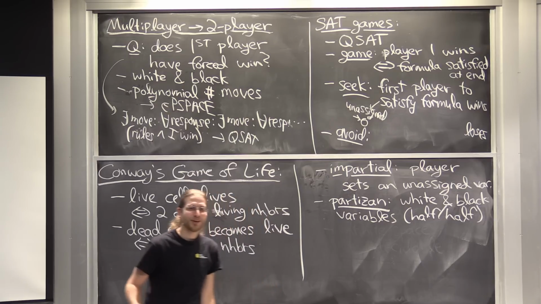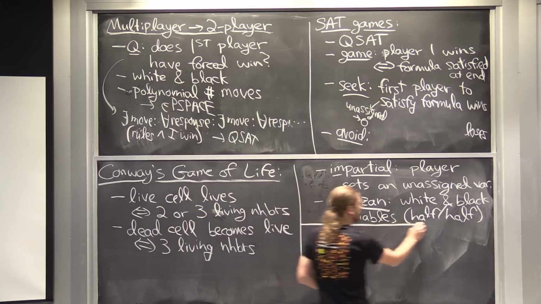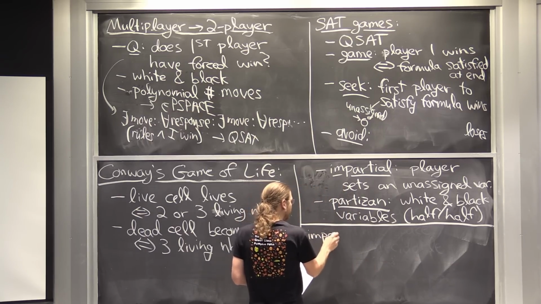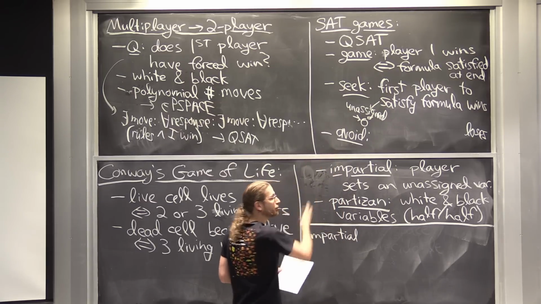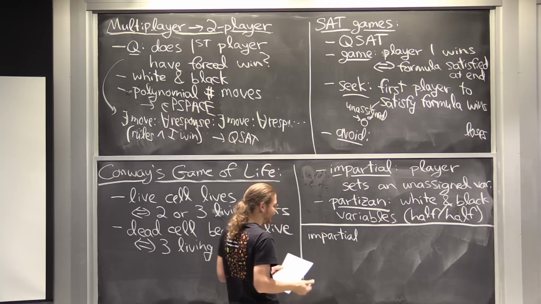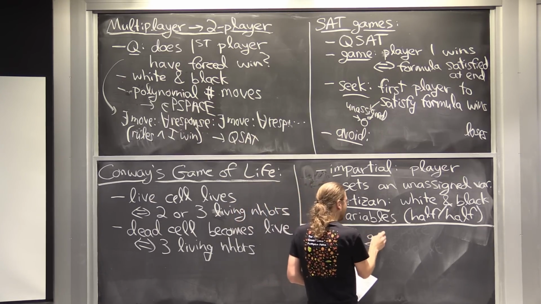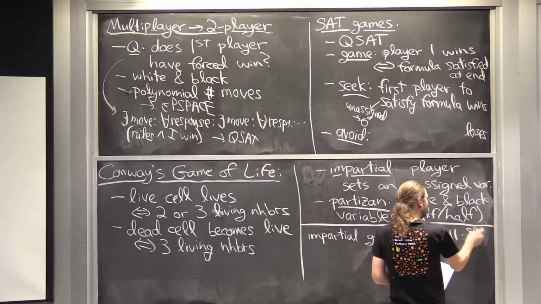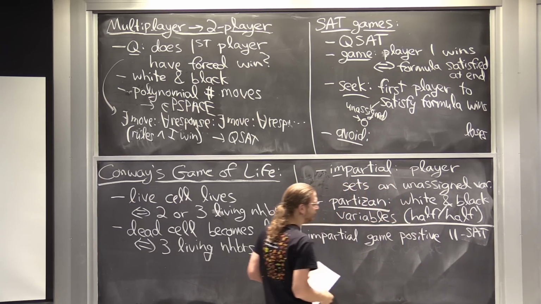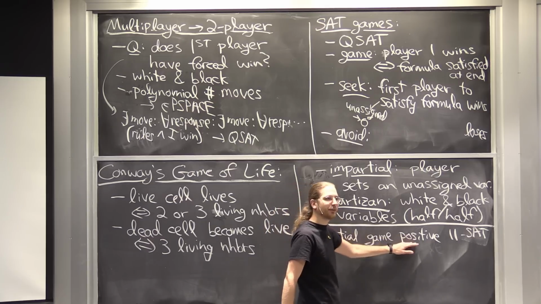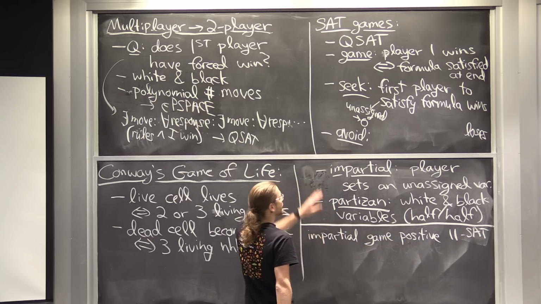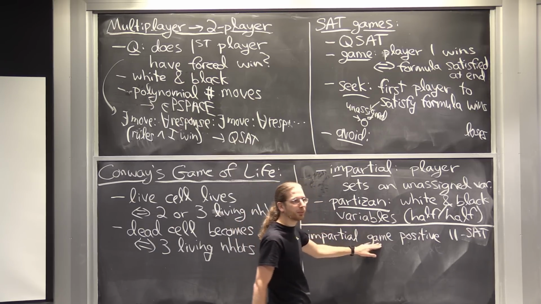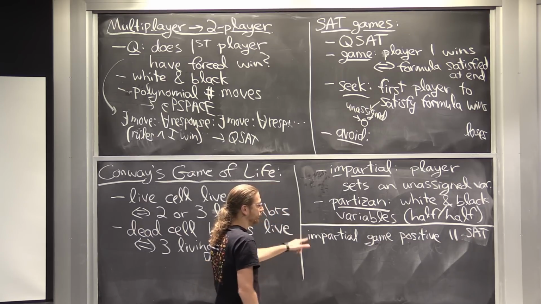Now let me tell you which combinations are PSPACE-complete. There are a bunch of them. So impartial. In addition to this characterization, there are also all of the different versions of SAT that we know. So we have impartial game positive 11-SAT. This is a version of CNF SAT instead of 3SAT. I have 11-SAT, there are no negative literals, and it's impartial, so anyone can set any variable. And it's the game version, so player 1 wants to set it true, player 2 wants the formula to be false. That's PSPACE-complete.